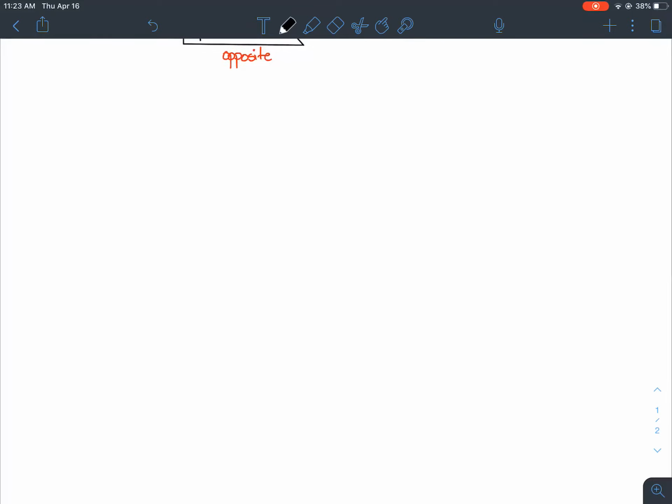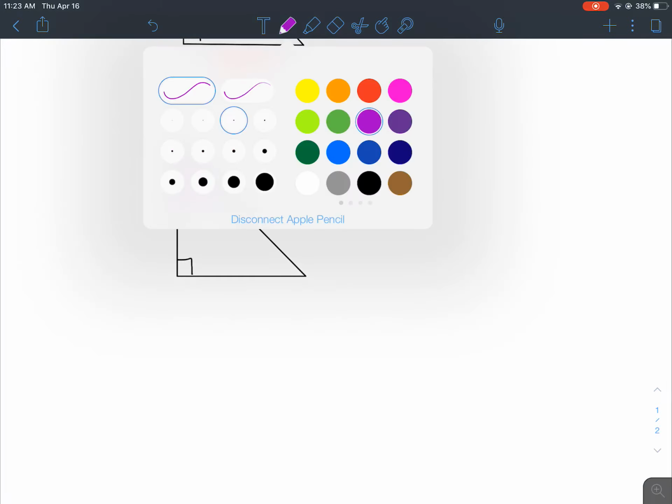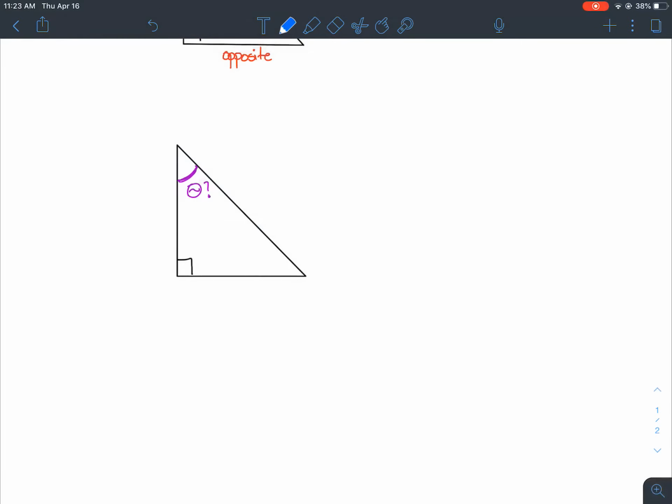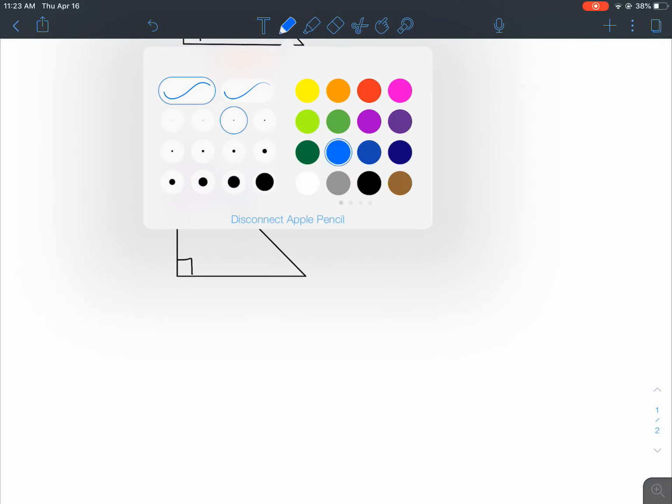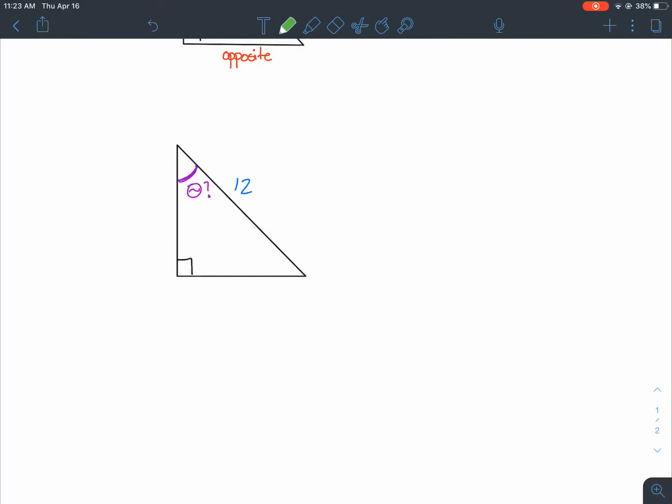If we look at an example here, here's what it's going to look like this time. We are going to have a triangle, and it's a right triangle because that's what we're dealing with. I'm going to be looking for this angle. I don't know what theta is, but I do know that my hypotenuse is 12, and I do know that the adjacent is 8.